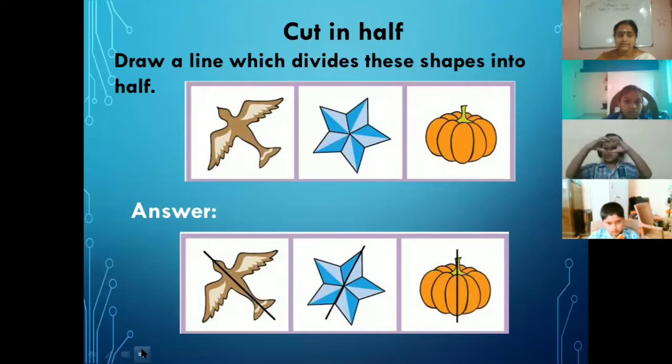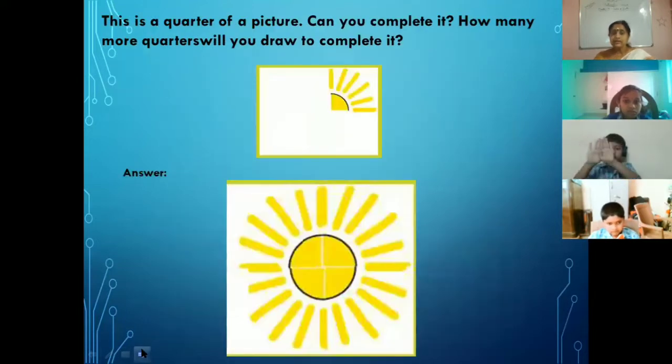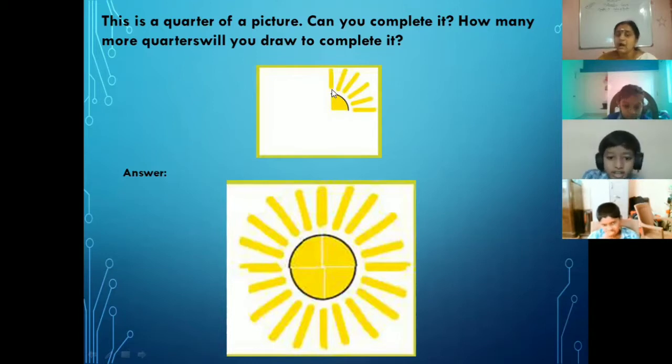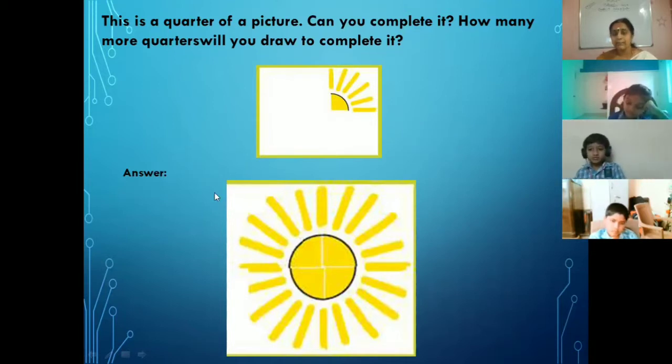Okay, children? Next. Here, one more is given for us. This is a quarter of a picture. The first picture you can see, that is the quarter of a picture. Can you complete it? How many more quarters will you draw to complete? Three quarters. Very good. We need to draw 3 quarters, ma'am, to complete the picture. So after completing, we will get the picture like this. Children, all these you have to do in your classwork. Okay?